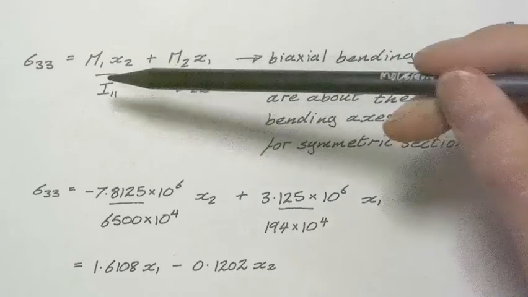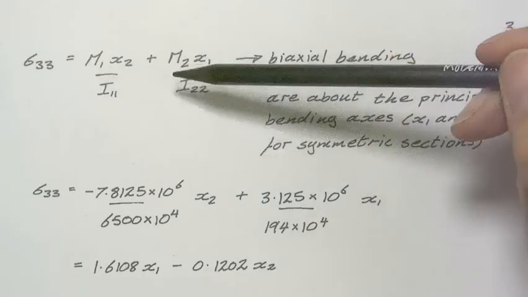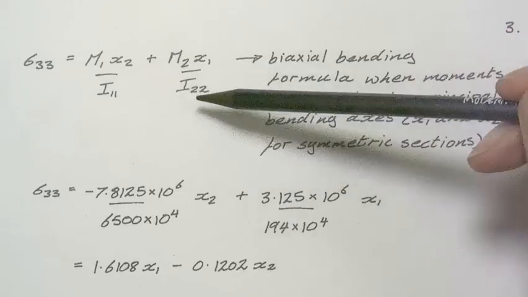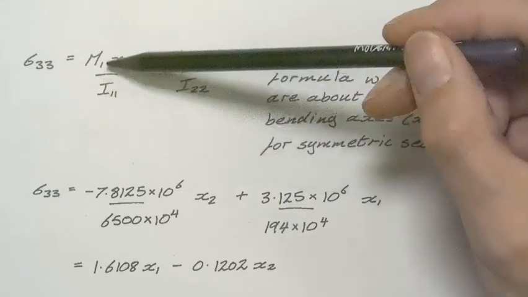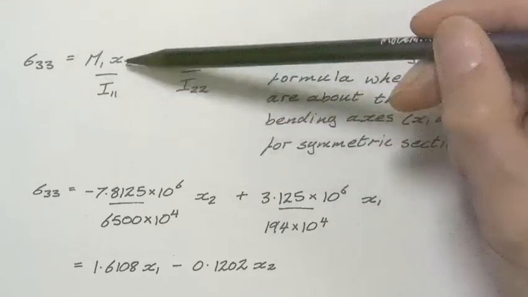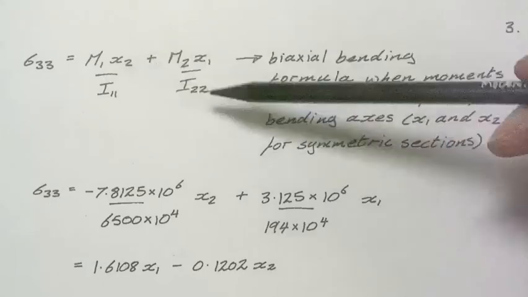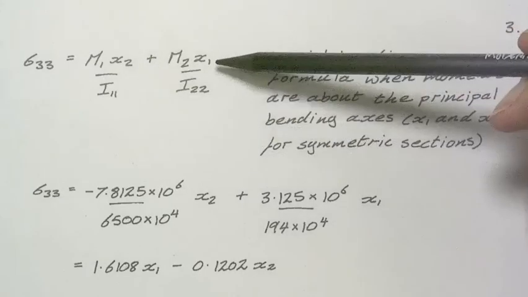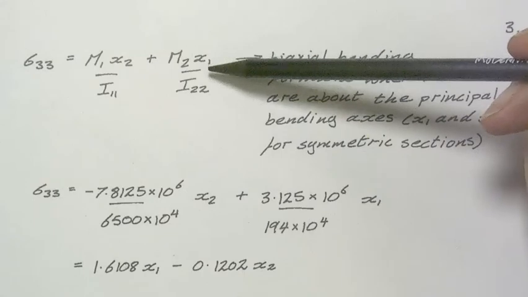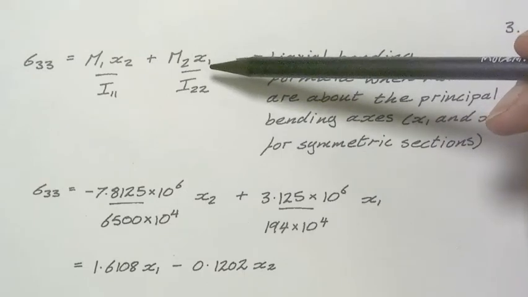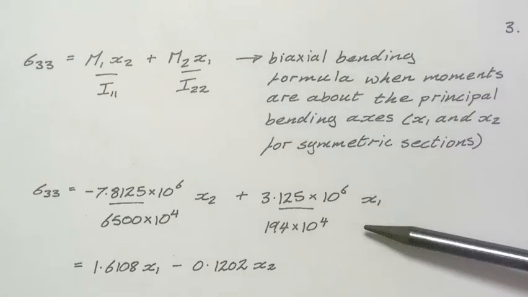And you can see that in this we have M1 and M2, and I11 and I22. So effectively, we're just ending up with a constant times the x2 position and a constant times the x1 position, all compared to the centroid of the cross-section. So I've just carried out the calculation here.